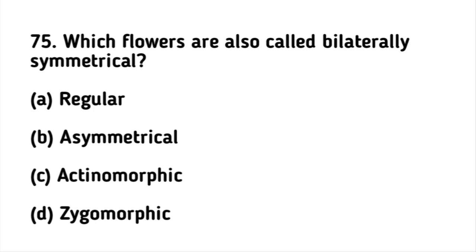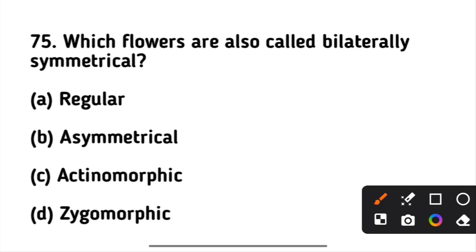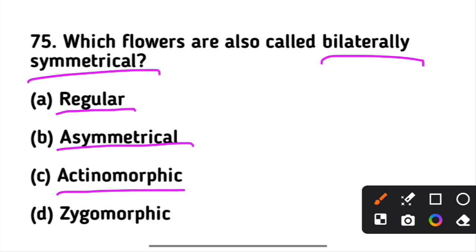Next question. Which flowers are also called bilaterally symmetrical? Option is regular, asymmetrical, actinomorphic, zygomorphic. Option D is correct, zygomorphic. Which flowers are also called bilaterally symmetrical? Option D is correct, zygomorphic.